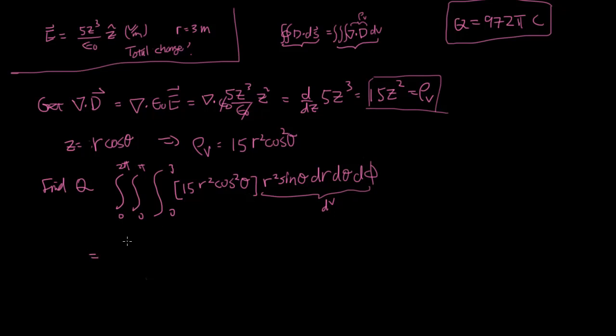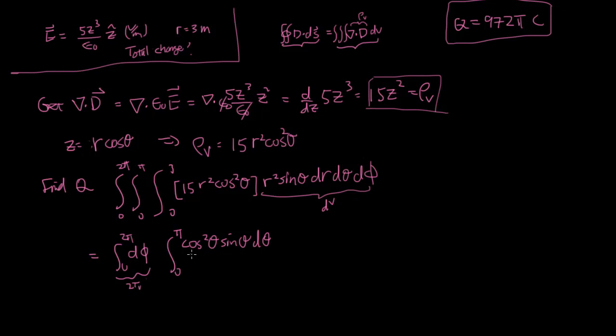So now we separate everything out. We're going to get the integral from 0 to 2 pi of d phi. There's no phi in this case, so it's just d phi. That's nice. That's going to give us 2 pi. And then we're going to have our theta, where we go from 0 to pi. It's going to be cosine squared theta times sine theta d theta.